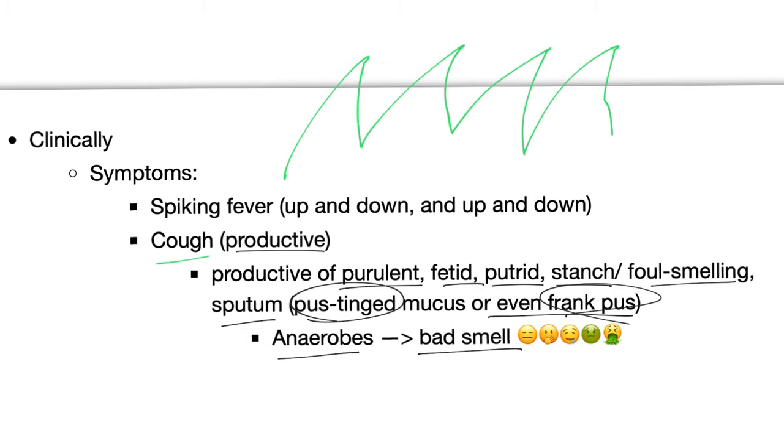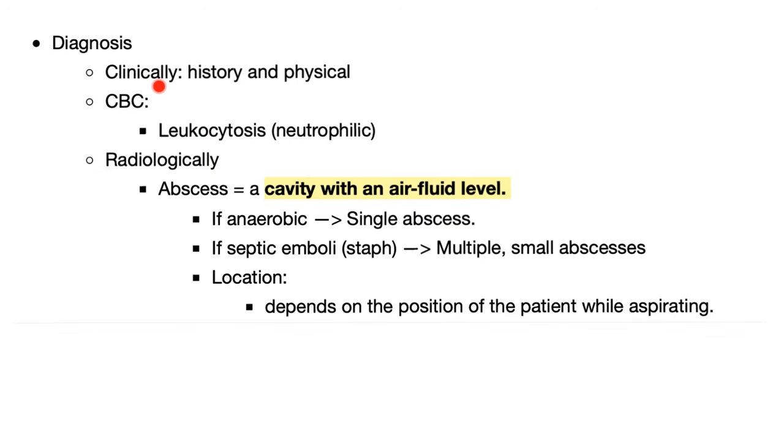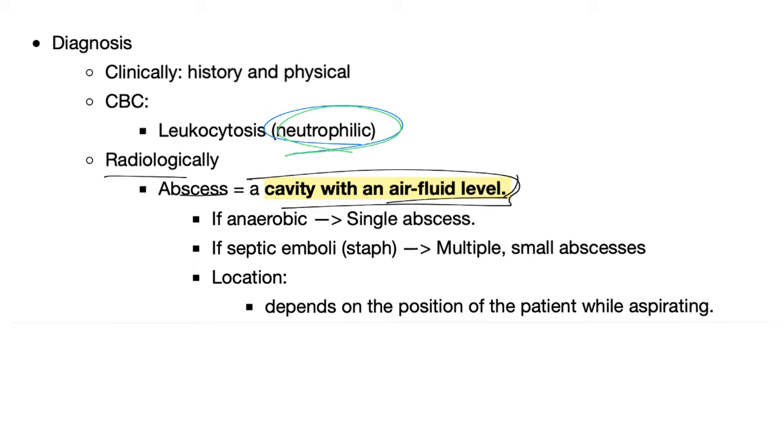They are dead. Signs of lung abscess: fever, hyperthermia. You can see tachycardia, again, because of this infection. Diagnosis of lung abscess is clinical by history and physical. On CBC, you'll find leukocytosis. This is neutrophilic leukocytosis because it's usually bacterial. Radiologically, the abscess is a cavity with an air fluid level. It's like this on x-ray. Air fluid level.